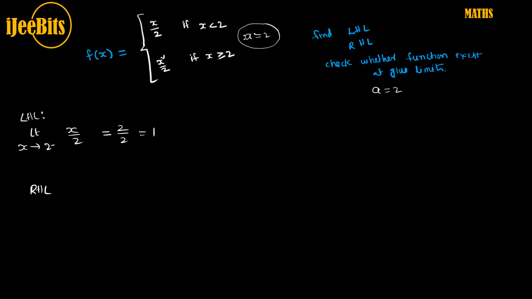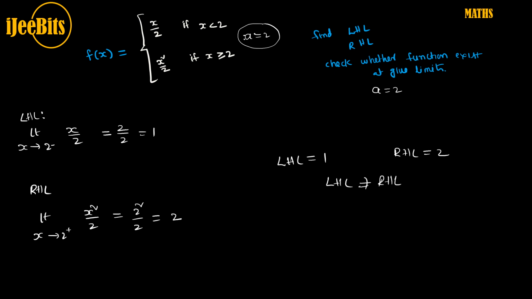Let's look at RHL, limit x tends to 2 plus. In this case, what is f of x value? x square by 2, x square by 2. Plug in the value, 2 square by 2. It is nothing but 2. LHL, how much? LHL equal to 1 and RHL equal to 2. So LHL is not equal to RHL. So the function does not exist at a equal to 2, is the conclusion made for this problem statement.